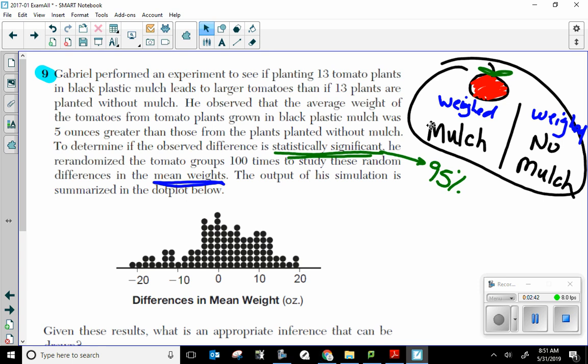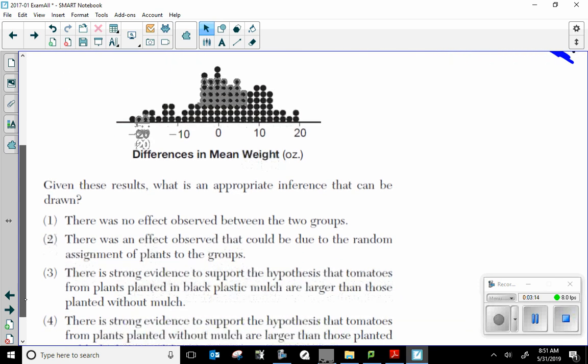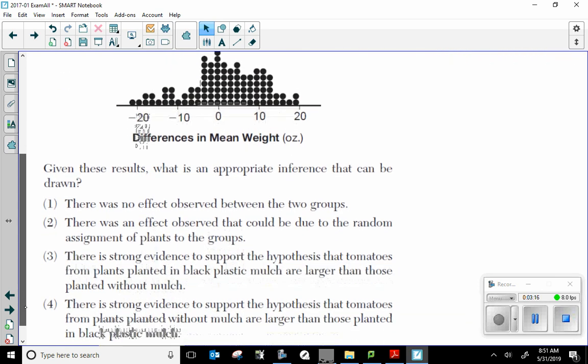The output of his simulation is summarized in the dot plot below. I love that word, dot plot. All right, so the differences in mean weight in ounces. So the difference between the average plant weight for the plants in the mulch and the average weight of the plants that were planted without mulch. So this is what we're taking a look at. Now, we're going to go down here, and we have 4 options here.